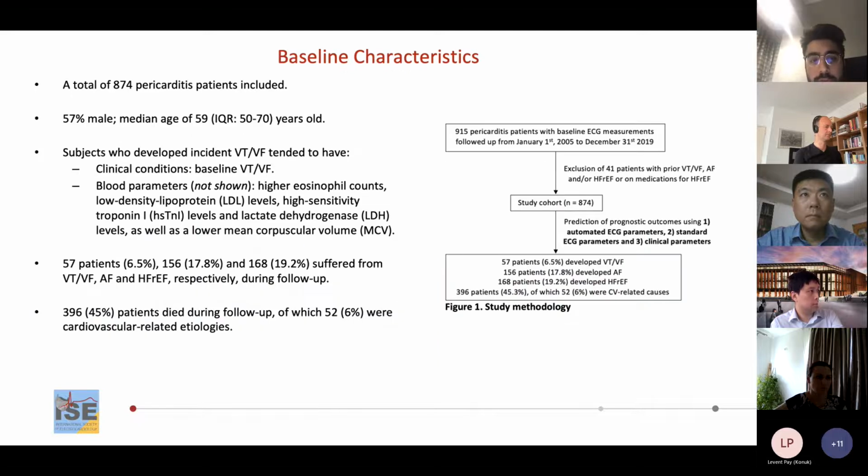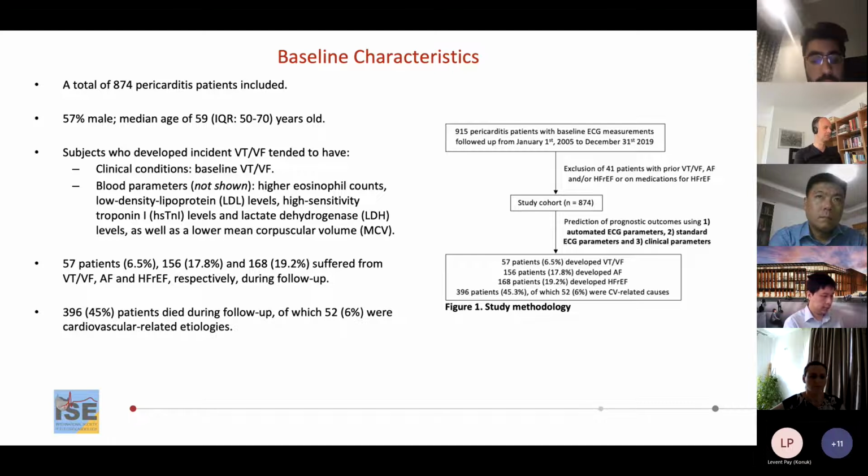Just briefly on our actual cohort. We included a total of 874 patients, and the cohort was 50% male, with a median age of 59 years. Subjects who developed VTAC tended to have baseline VT or VF prior to the diagnosis of pericarditis. Regarding the blood parameters, patients with VT-VF also reported higher eosinophil counts, higher LDL levels, elevated levels of high sensitivity troponin I, as well as higher lactate dehydrogenase levels, along with a lower mean corpuscular volume.